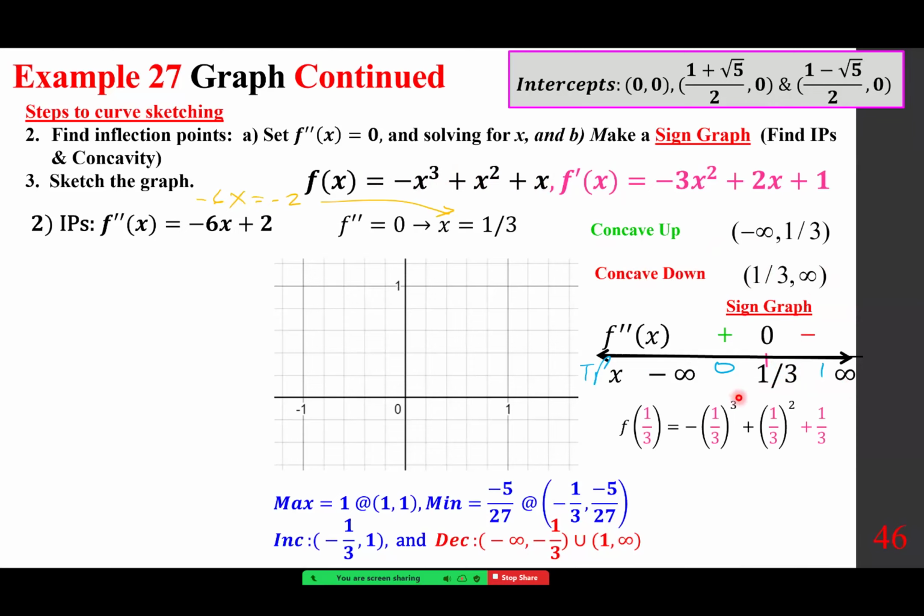1/3 cubed is 1 over 27. Negative makes it negative. This is 1 over 9. This is 1 over 3. Again, 27 is a common denominator. So this becomes 3. And this becomes 9. 3 and 9, 12 minus 1 is 11 over 27. The inflection point takes place at 1/3 comma 11 over 27.